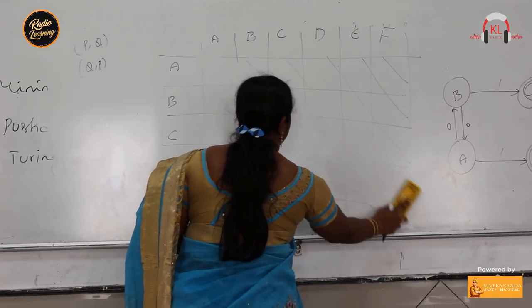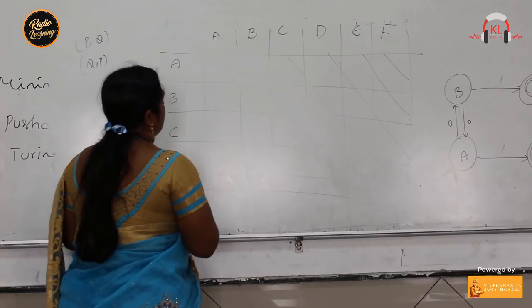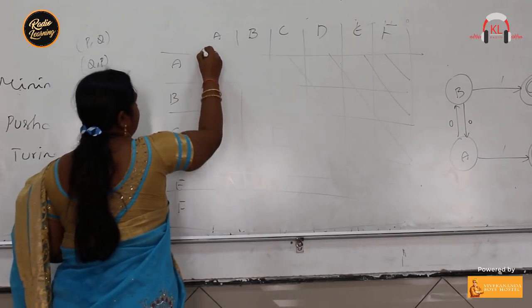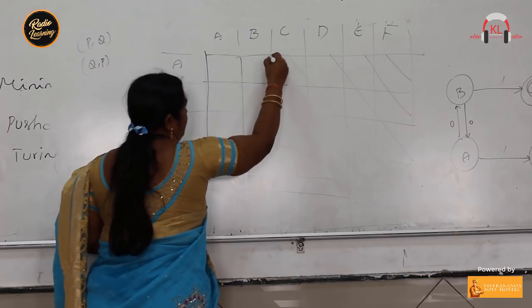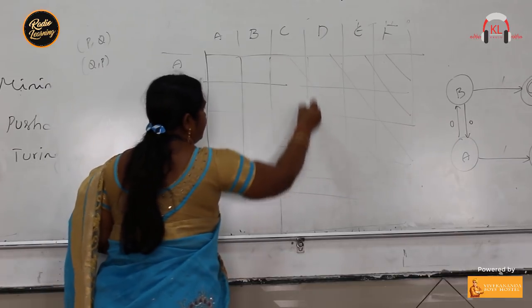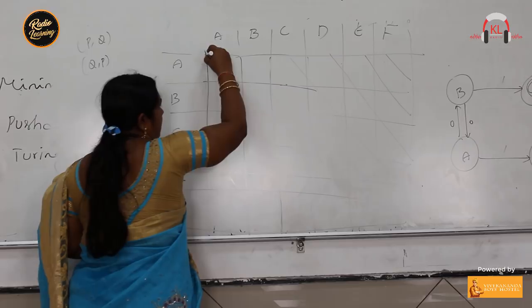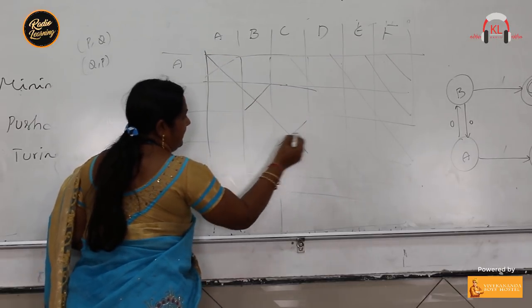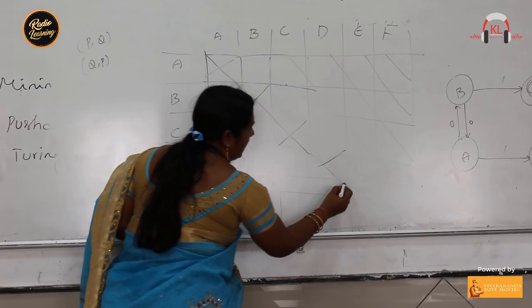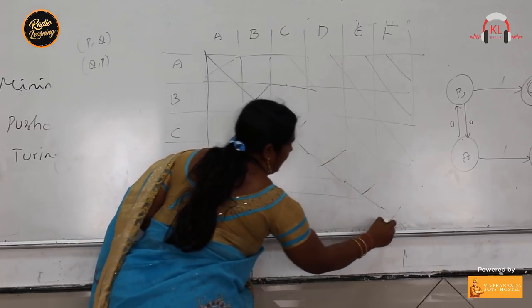Or otherwise you can design, or you can leave this one as it is. If you are getting confused regarding this, then you can draw a cross diagonal and place a mark like this. That means we are not going to utilize this one, and I am marking it like this.